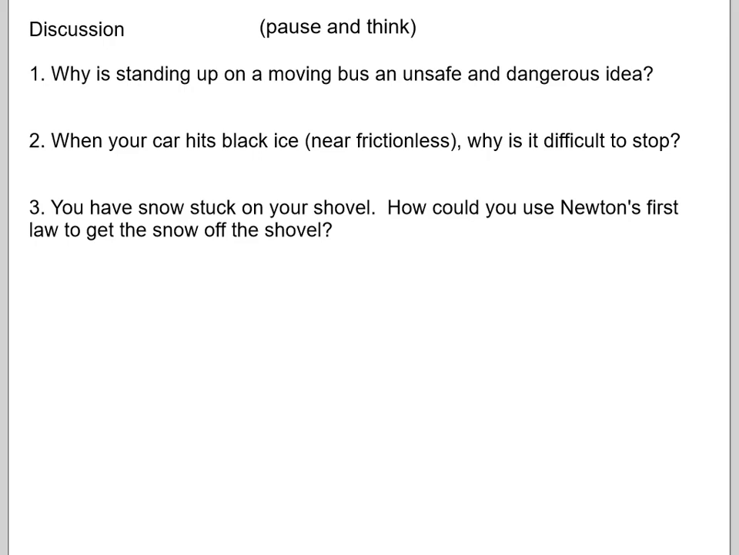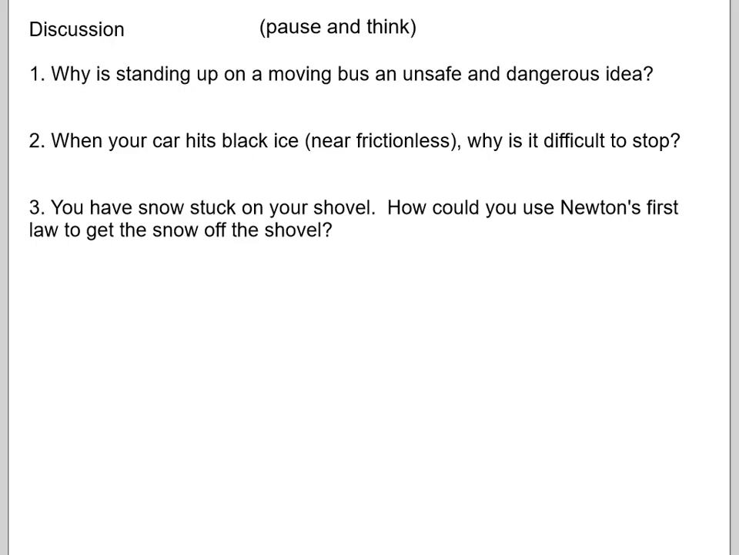Okay, so pause this and think. There are three situations you can have a little think about. First situation: why is standing up on a moving bus an unsafe and dangerous idea? Well, if the bus stops quickly, it'll be just like that liquid inside the glass, only you'll be the liquid. The bus may stop, but you'll have a certain amount of inertia. You'll go flying down the bus, catapulting over the seats or wherever you land.